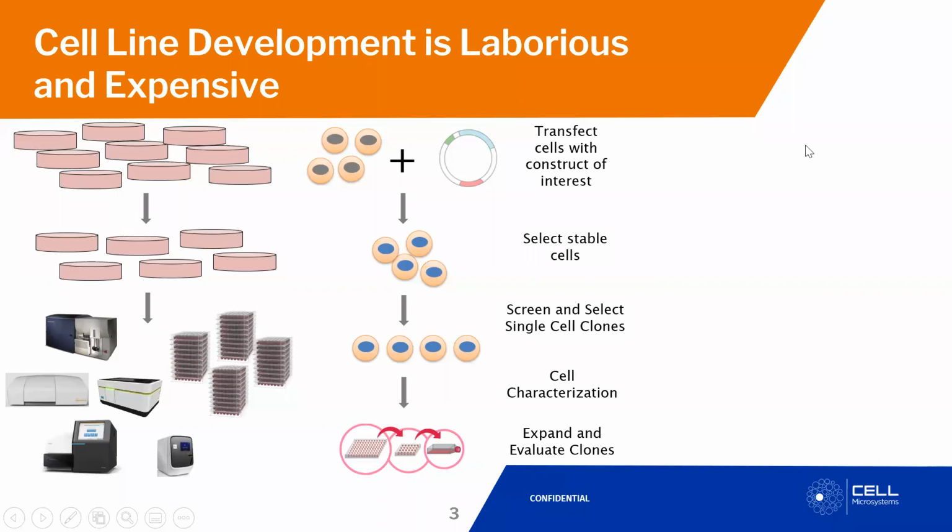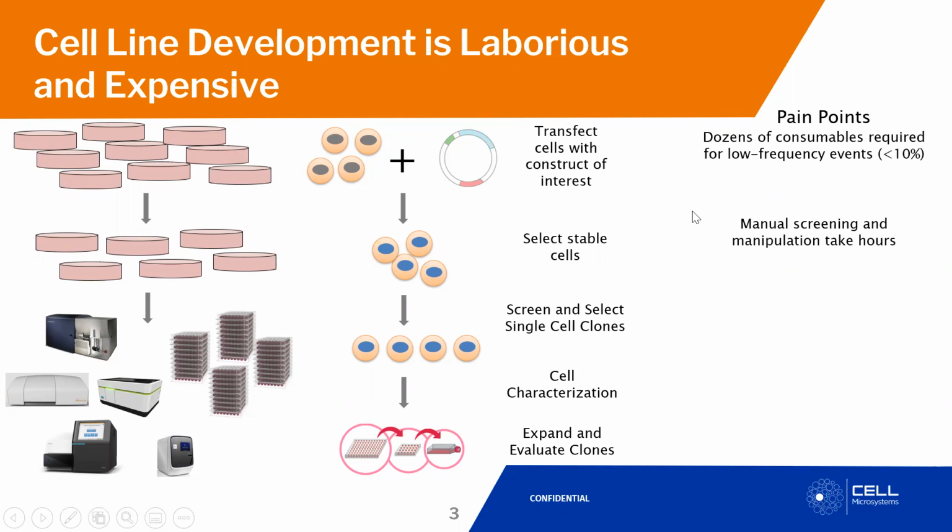So if you're tuning in today, I'm sure you already know that cell line development is laborious and expensive. It all starts with a heterogeneous population of cells that you then have to take through several rounds of selection and screening, identify a single cell population, and then expand and evaluate your clones. There are a lot of pain points in this workflow in the traditional method. It requires dozens of consumables in order to capture those low frequency events, typically less than 10%. It's incredibly manual, and all of that screening and manipulation takes hours.